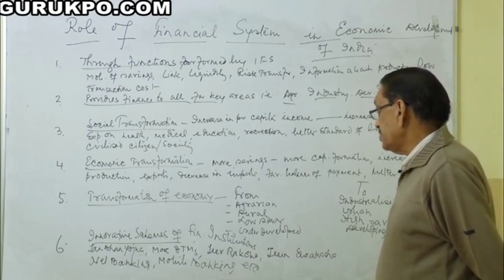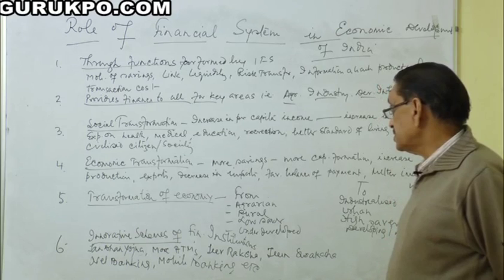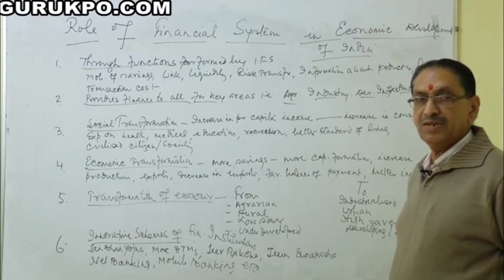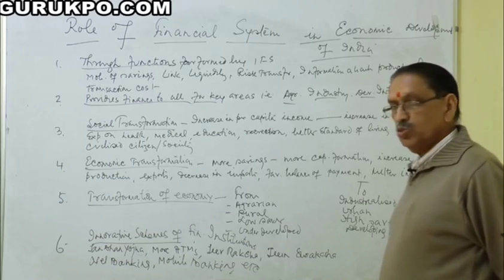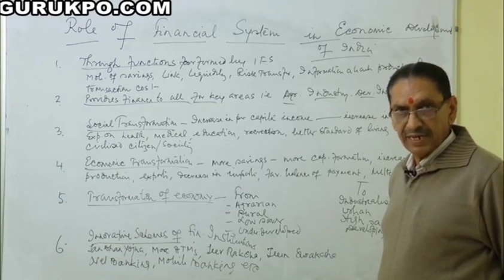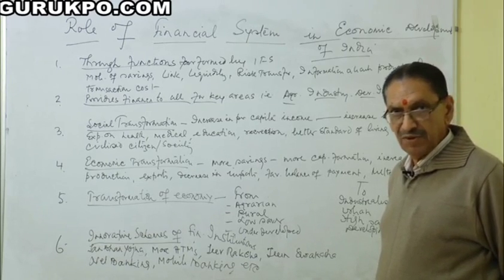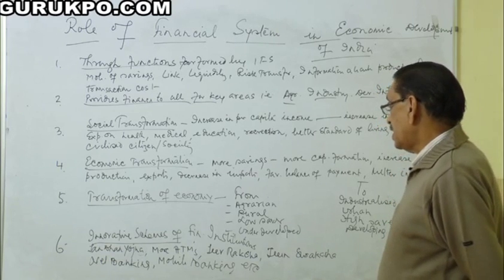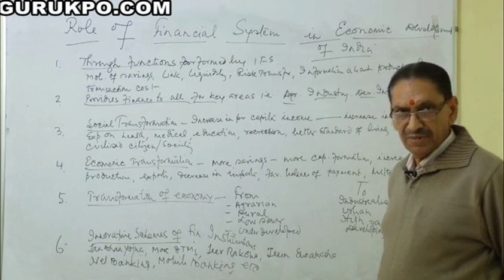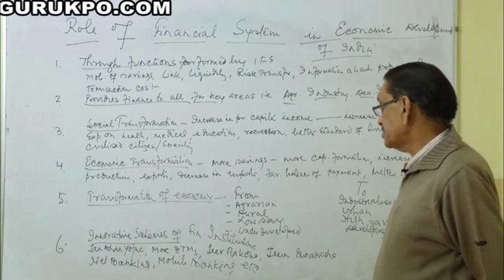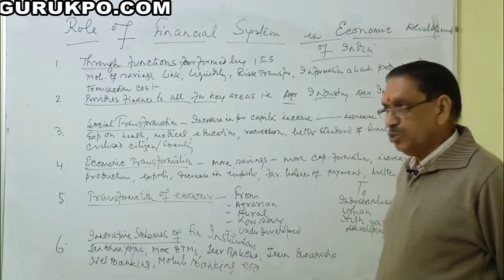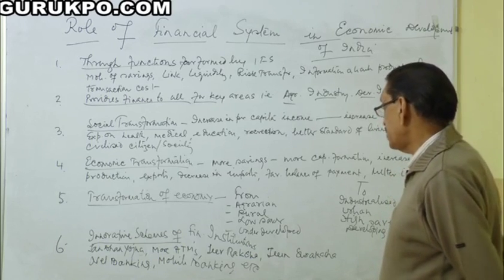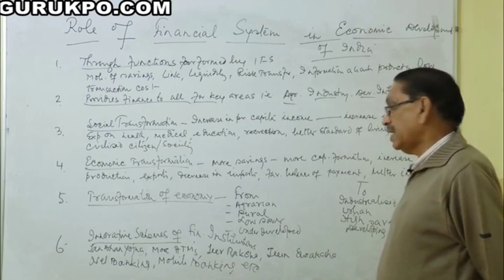Another important function is that this financial system acts as a link between 2 important category of persons. One category is those who have surplus money with them and they are looking for some avenue for investment, and the second are those who are in need of funds from various financial institutions. So this Indian financial system is a link between these 2, those having surplus and those who are in need of money. The third important function is liquidity.